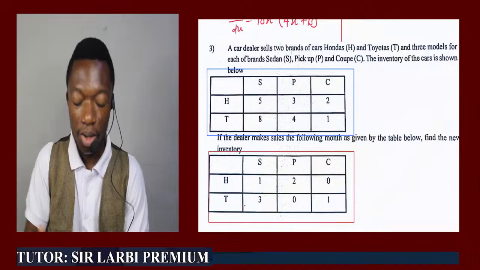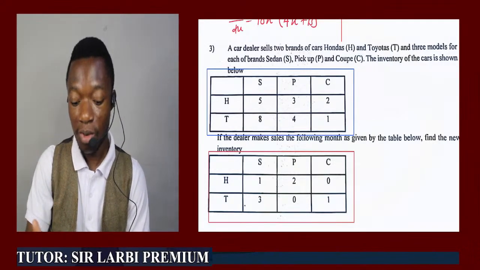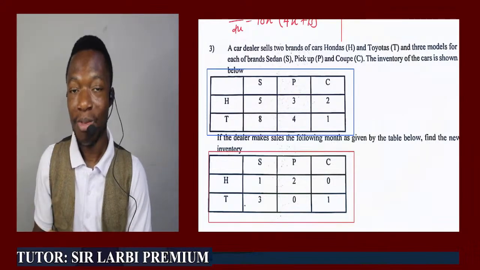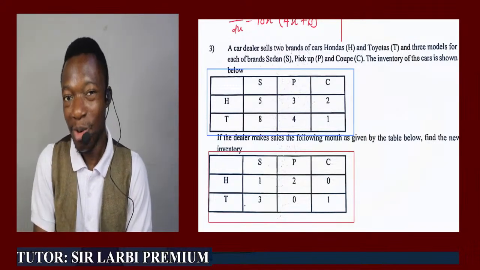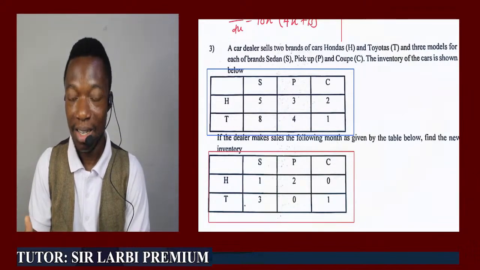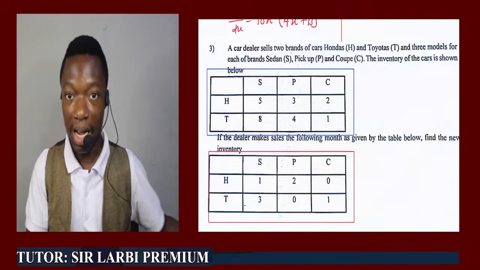So what do we do? It is an application of a matrix. You just represent it in matrix form and then subtract what we sold from what was in inventory, and whatever we are left with is what we call the closing inventory at the end of the day. That is for the Toyota and the Hyundai. So that is the idea behind what we are supposed to do.